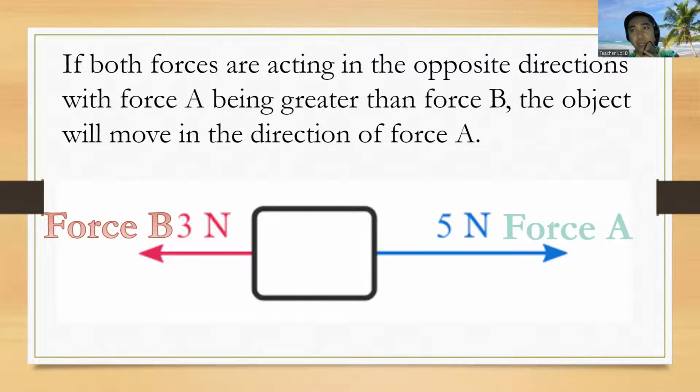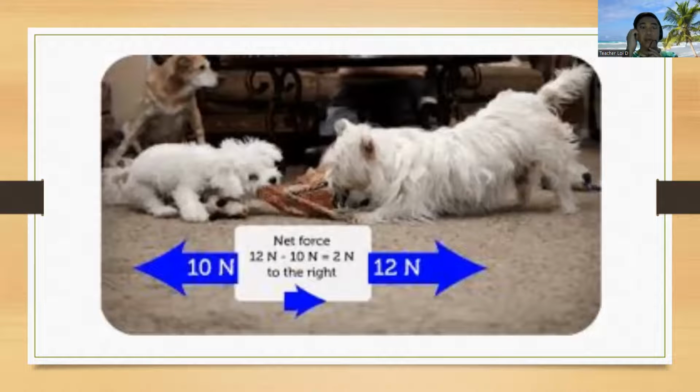Hanapin muna natin yung sum. Dahil opposite pala ito, hanapin natin yung difference. 5N minus 3N is equal to 2N. 2N to the right. Yan. For example, 12N minus 10N is equal to 2N to the right. Mas lamang kasi yung force sa kanan.